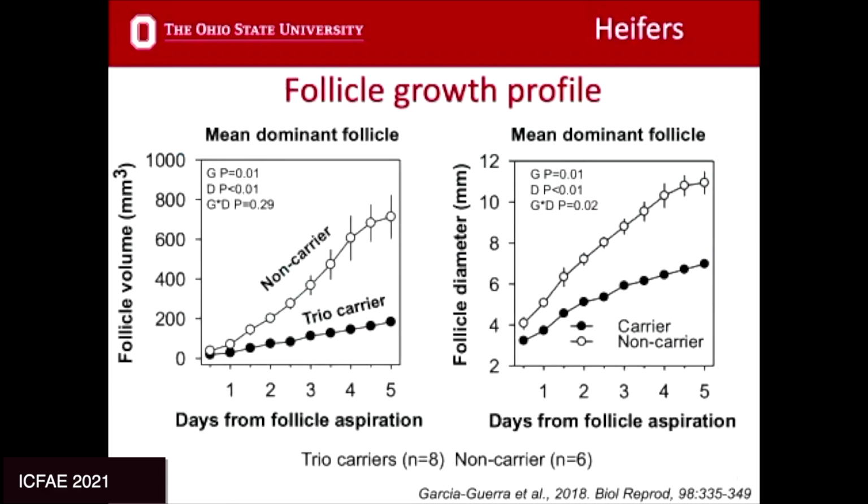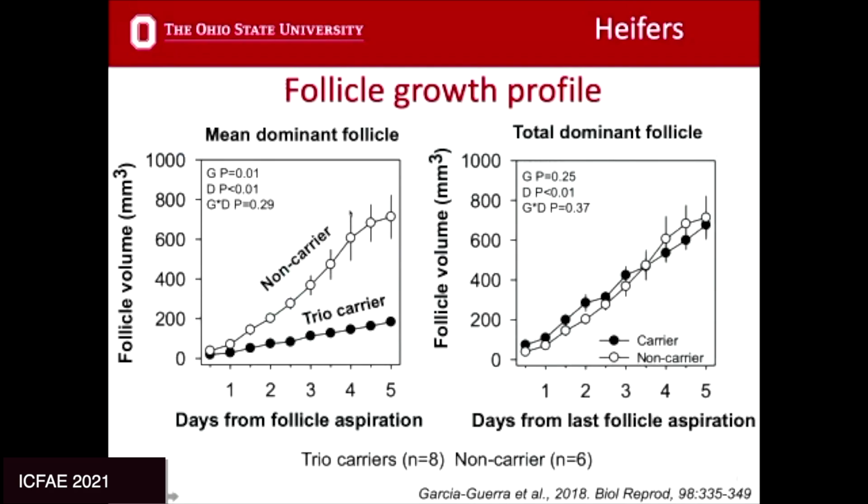So when we go back and look at the follicle growth profiles from a volume perspective, always assuming that the follicle is a sphere. So you see on the right-hand side, mean follicle diameter for both genotypes, you see they're different. And when we express it as mean dominant follicle volume, you also see that follicles in trio carriers are smaller. However, when we combine the dominant follicles and add the volume of each individual follicle, you can see that total dominant follicle volume was not different between the 2 genotypes.